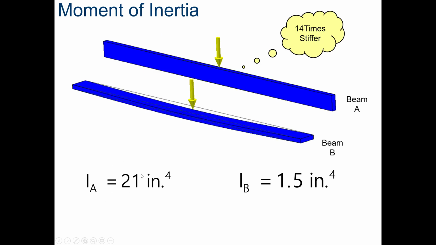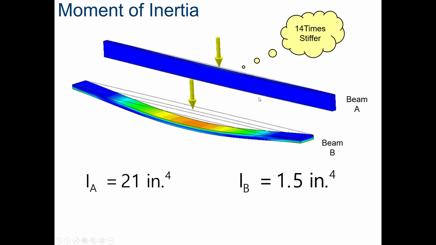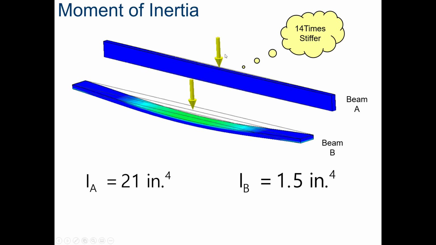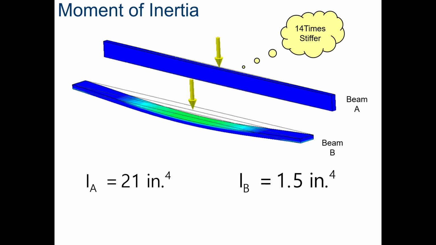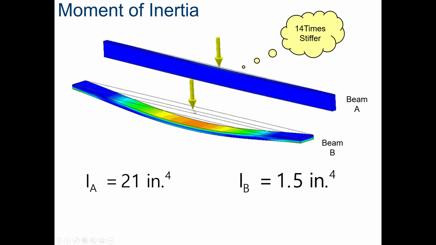Just take 21 and divide it by 1.5, and you'll see it's about 14 times stronger. In other words, 14 times less likely to bend. Or you can say that this one is going to bend 14 times more than this one. It will. So this one's going to be much more flexible. And sometimes when you're building homes and stuff, you don't want them to flex that much. So now let's look at your homework.